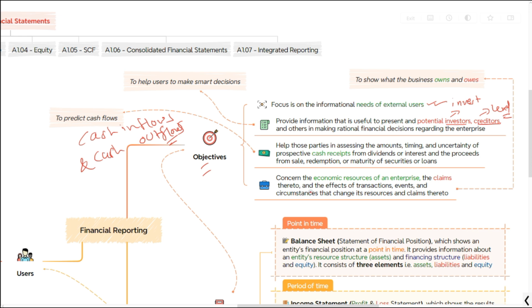The objective also concerns the economic resources. The economic resources are your assets, and the claims are the liabilities, and the effects of transactions, events, and circumstances that change its resources and claims. So the users can understand what the business owns and what the business owes. So this is what the objectives of financial reporting are. The objectives can be memorized: it helps to make smart financial decisions, it helps to predict the cash flows, cash inflows and cash outflows, and it helps to understand what the business owns and what the business owes.